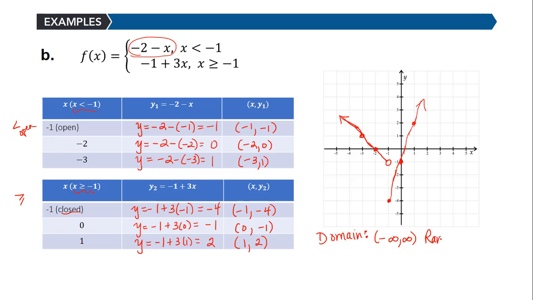The range from the bottommost point, this negative 1, negative 4 is my bottommost point. So my range is that y value of negative 4. And notice the graph extends infinitely up to infinity. But the left piece actually is already included in all of those range values, right? It's from negative 1 to infinity. So all of those are already included in this particular range.